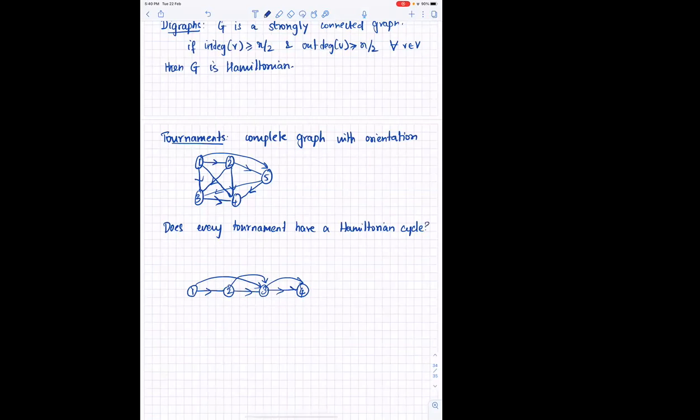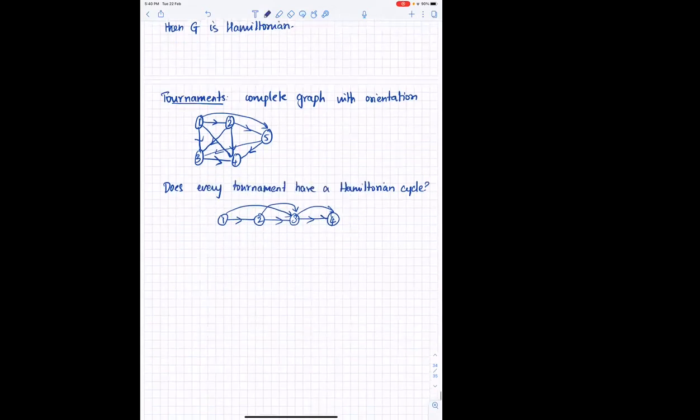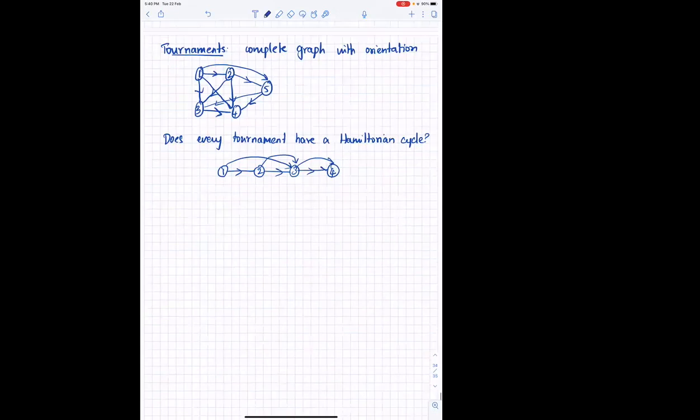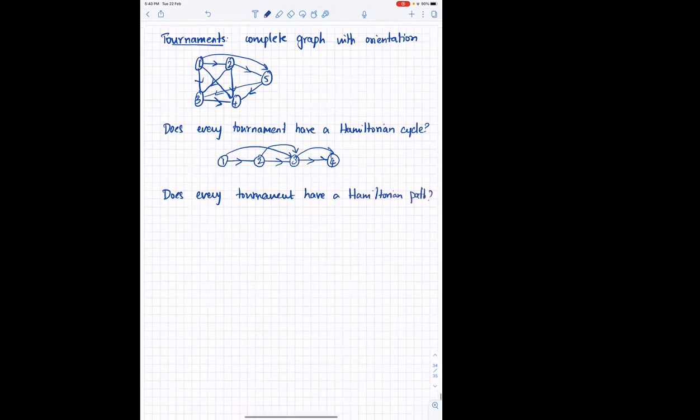All right. But does it have a Hamiltonian path? Yes. So this is an example of what he's saying. This is a tournament, but it does not have a Hamiltonian cycle. Every tournament has a Hamiltonian path. So now the next question is, let's try to prove this.